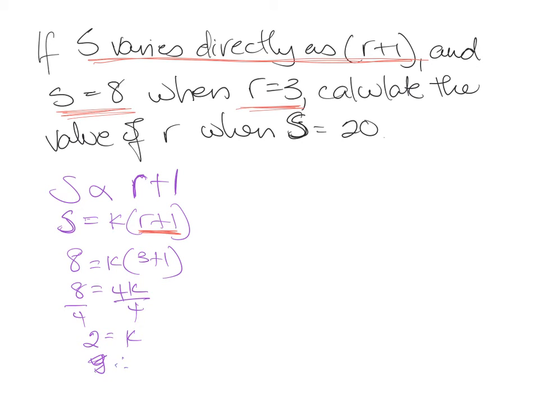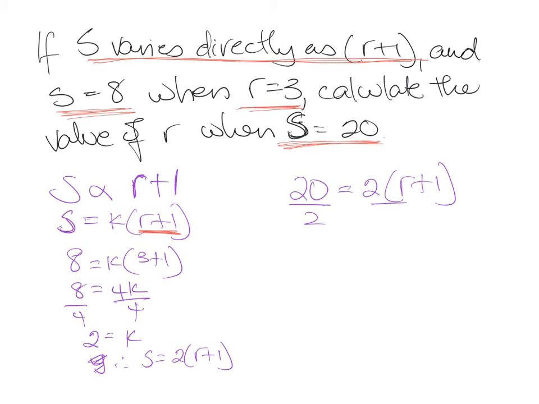Therefore, s is equal to 2 by r plus 1. So let's see what they're asking. Calculate the value of r when s is 20. So 20 is equal to 2 by r plus 1. I divide both sides by 2, so I get that 10 is equal to r plus 1, and minus 1 from both sides. And I get 9 is equal to r. So r is 9.